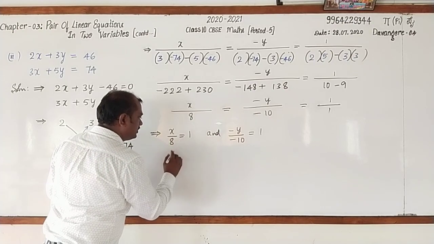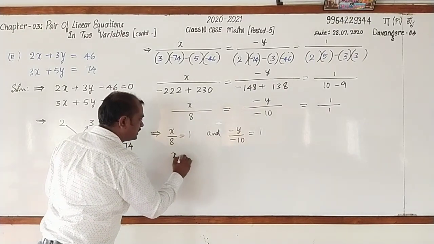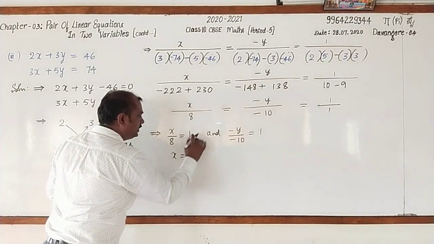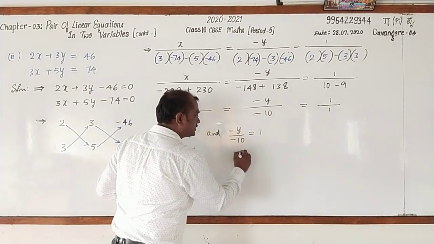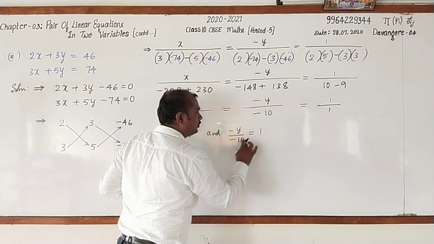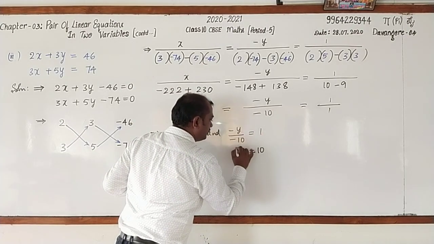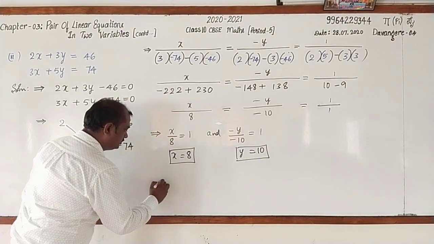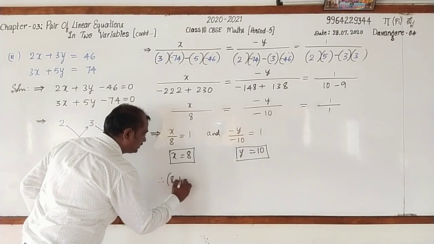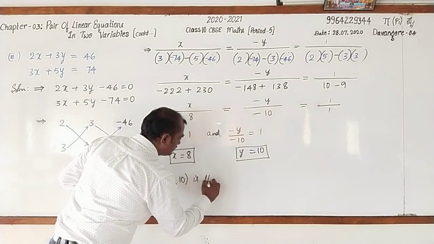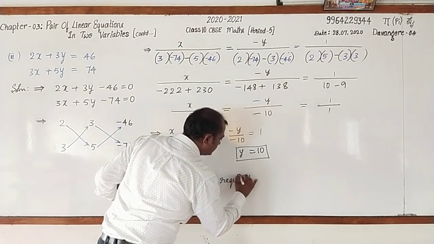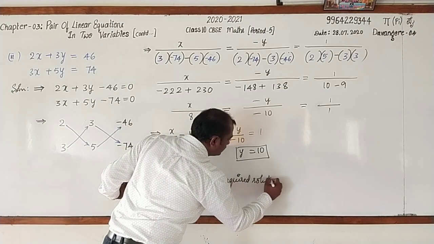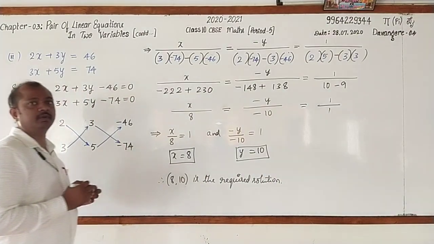Next, here, let us solve x. X is equal to cross multiply, 1 into 8, 8, x equal to 8. Then minus minus get cancelled, y equal to 1 into 10, 10, y equal to 10. Therefore, 8 comma 10 is the required solution. Required solution. Hope that you have understood.